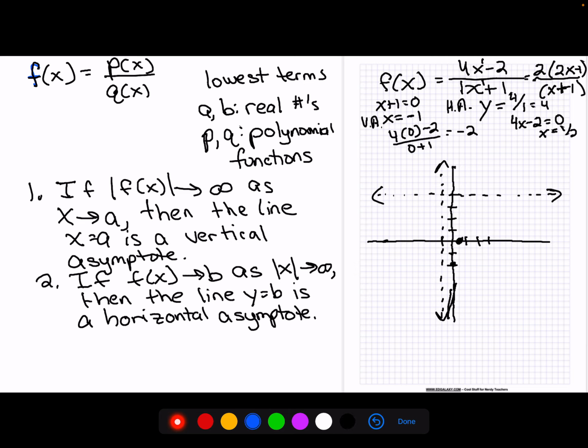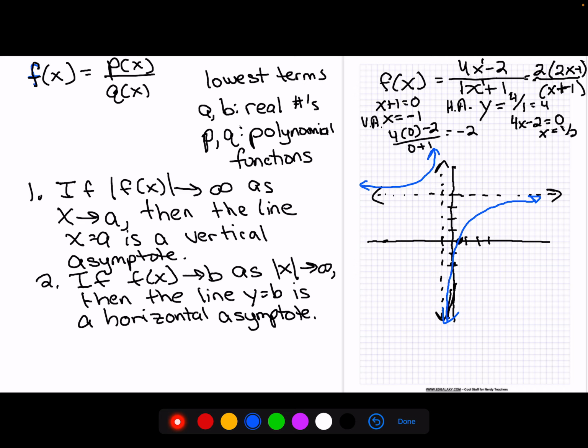Oh, let me do it in blue. I didn't find any more points. But if you did find some more points, you would find that the rest of the graph looks like this up here, never crossing the vertical asymptote. And in this case, it just gets closer and closer to that horizontal asymptote. And that's like a guide for it.